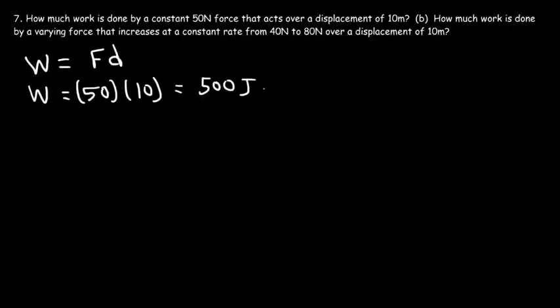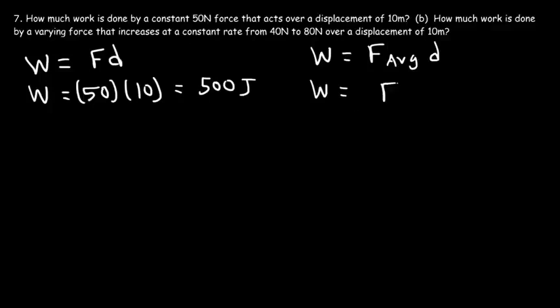Now what about part B? How much work is done by a varying force that increases at a constant rate from 40 to 80 over a displacement of 10? So if you have a force that's not constant, but it's changing at a constant rate, then the work done by that force is equal to the average force times the displacement.